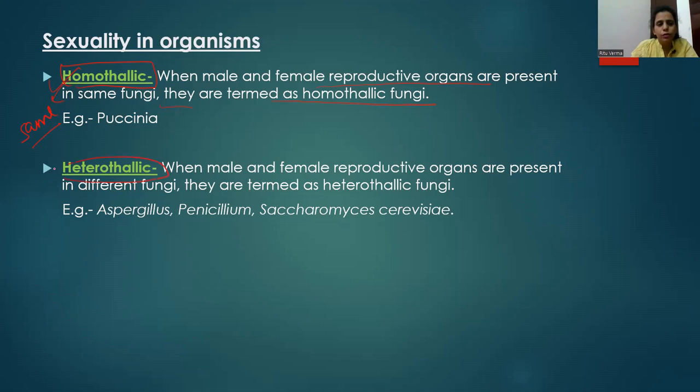Heterothallic. Now the example of homothallic fungi is Puccinia. This is Puccinia. So Puccinia is the example of homothallic fungi, and the examples of heterothallic fungi are Aspergillus, Penicillium, and Saccharomyces cerevisiae.